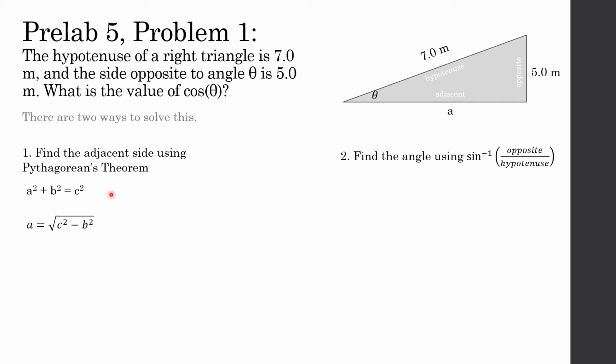Okay, so here you can see I've rearranged Pythagorean's theorem to solve for what we want to solve for, which is the adjacent side. So you can see the adjacent side is equal to the square root of our hypotenuse squared minus our opposite side squared.